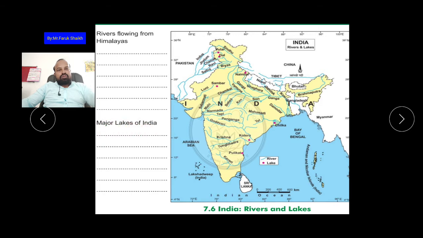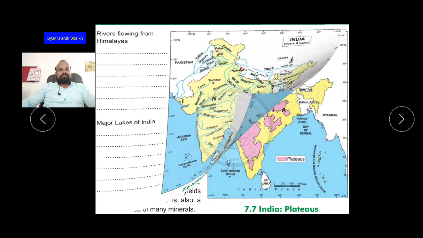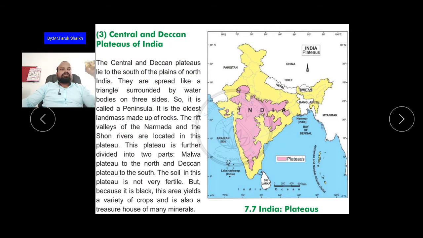Then the major lakes of India, marked with red dots. They are the Vular, Dal, Sambar, Nainital, Chilka, Kolleru and Pulicat. These are all lakes of India. So write all the lakes here. Complete.